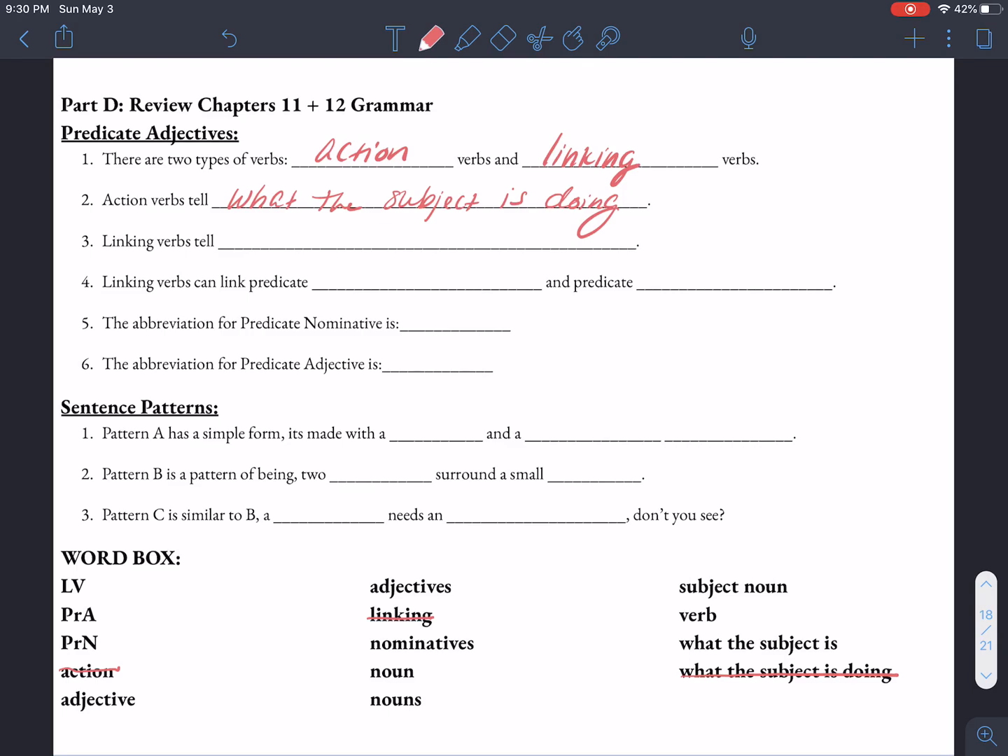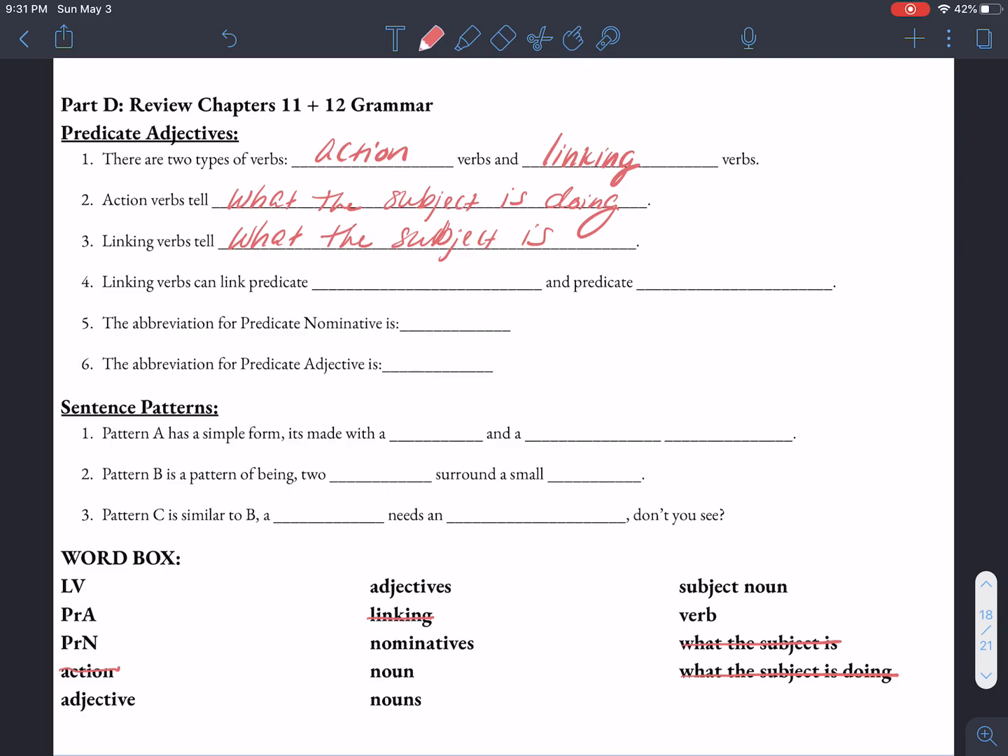Number 3. Linking verbs tell blank. It simply tells you what the subject is. So the teacher is happy, or the teacher is a lady, or the teacher is a clown. It's telling you what the teacher is. She's happy, she's a lady, but she's also a clown.